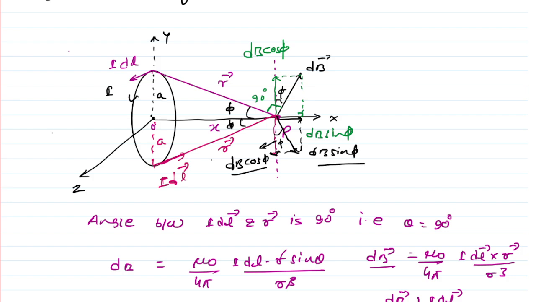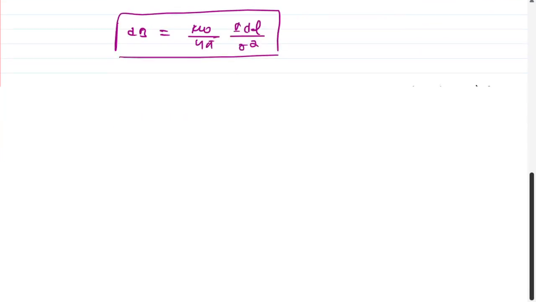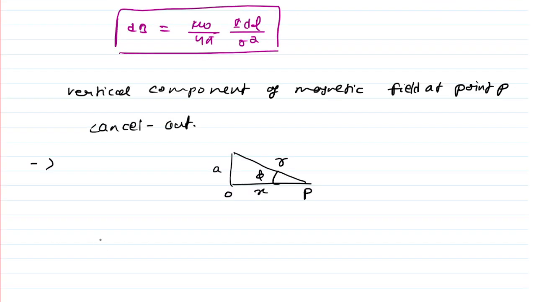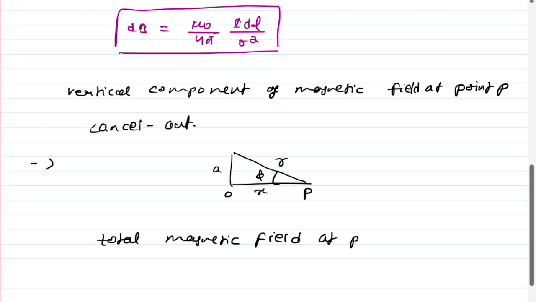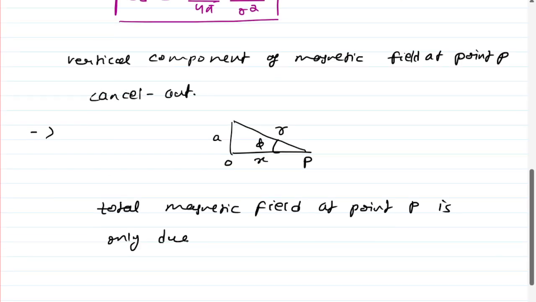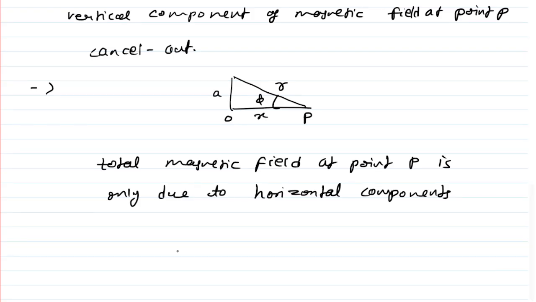If you want to find the total magnetic field due to this circular current at this point, then we need to add all the dB sin phi components of the different current elements. So the total magnetic field at point P is only due to the horizontal component, that is B is equal to the integration of dB sin phi. We need to add all the dB sin phi at this point.